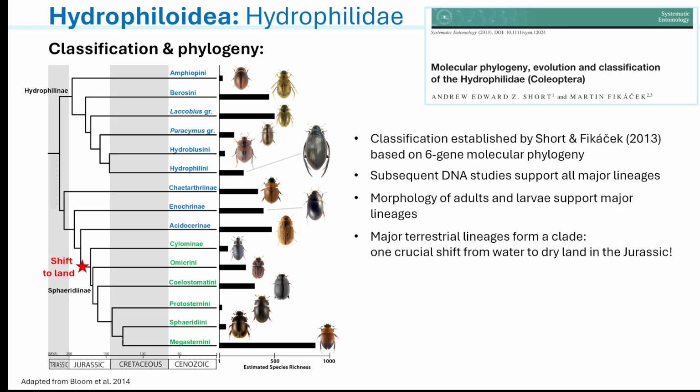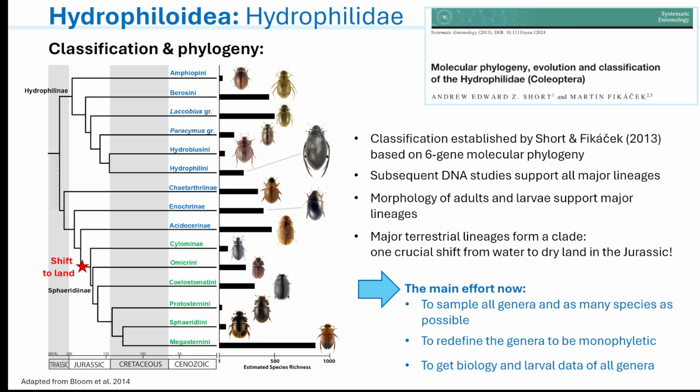What is interesting to realize is that hydrophilids include aquatic as well as terrestrial lineages. And you can see here that the aquatic ones, which are marked by the blue text, are the early splitting or basal lineages, and there was one major shift to land somewhere during the Jurassic. So all the terrestrial groups are related, and they have one common ancestor.